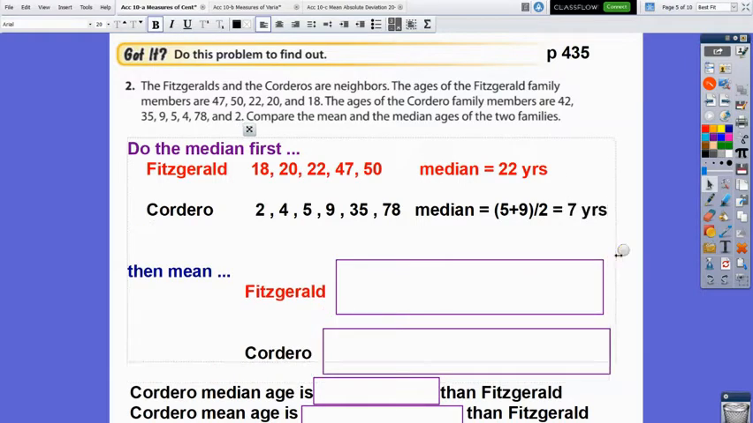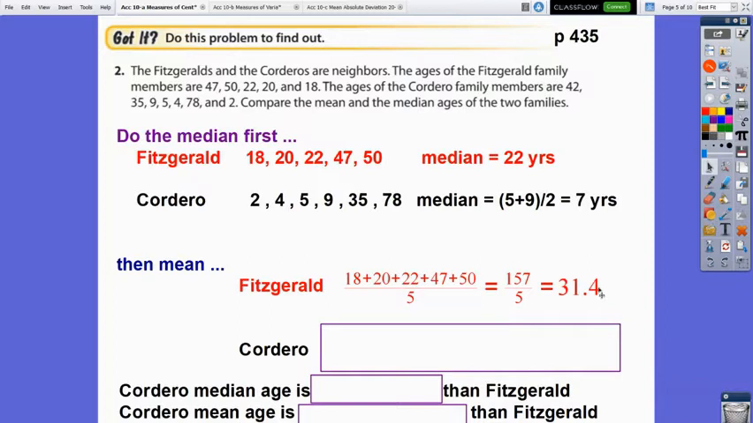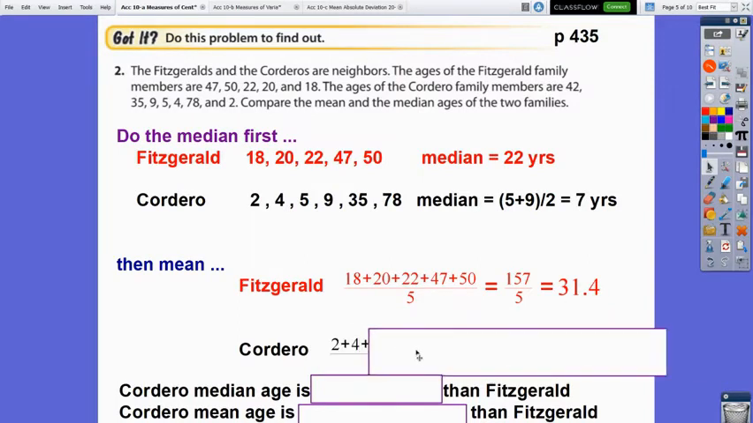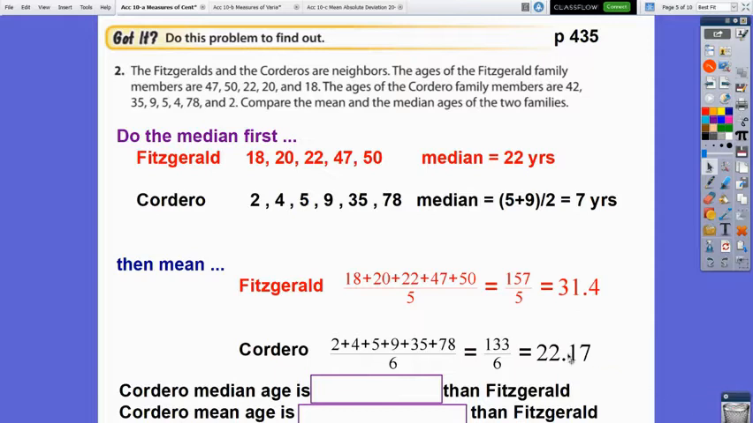Okay. Then doing the mean, add them all up, divide by how many there are. The mean for Fitzgerald's is 31.4 years old. The mean for the Cordero family, add them all up, add up to 133, divide by the 6 ages, and you get 22.17 years. Sometimes you'll get rounding instructions on these. Other times, just round it to something reasonable.